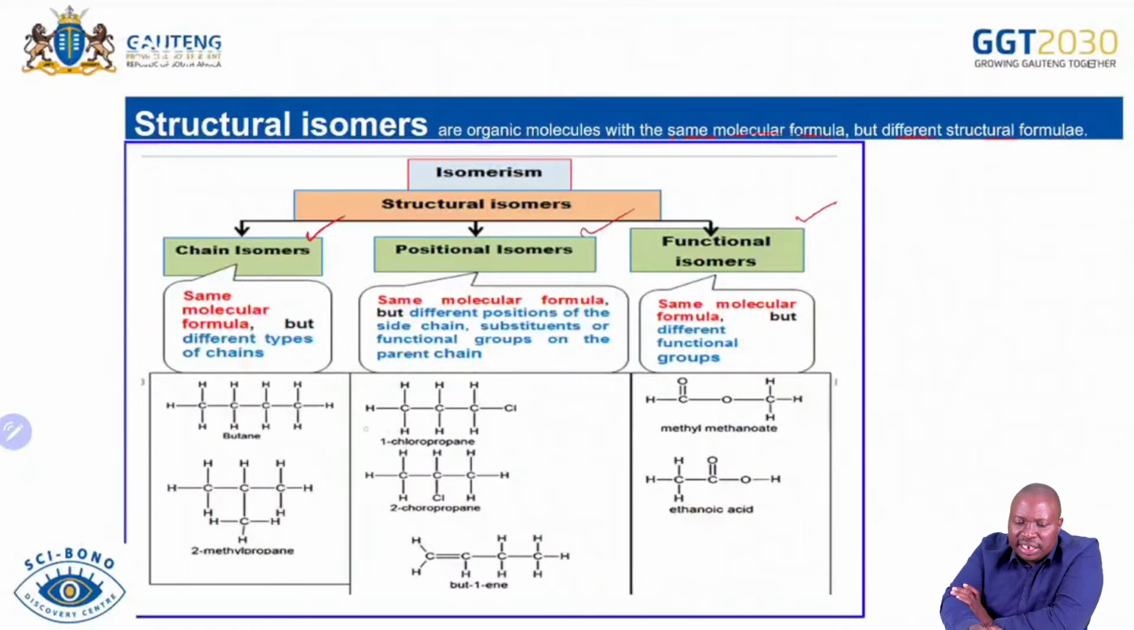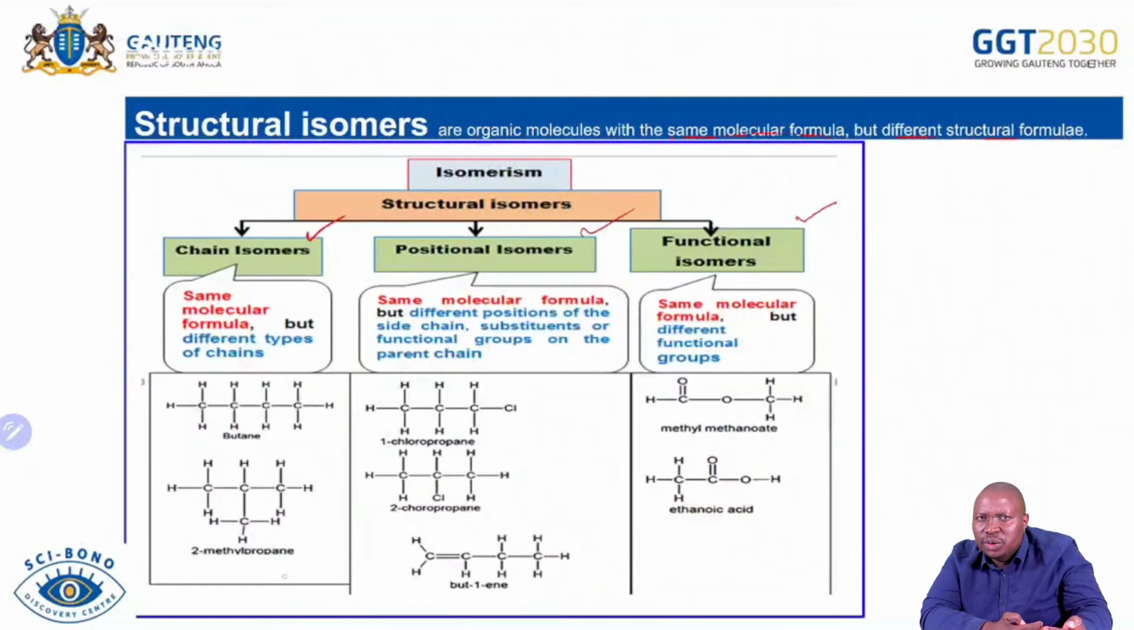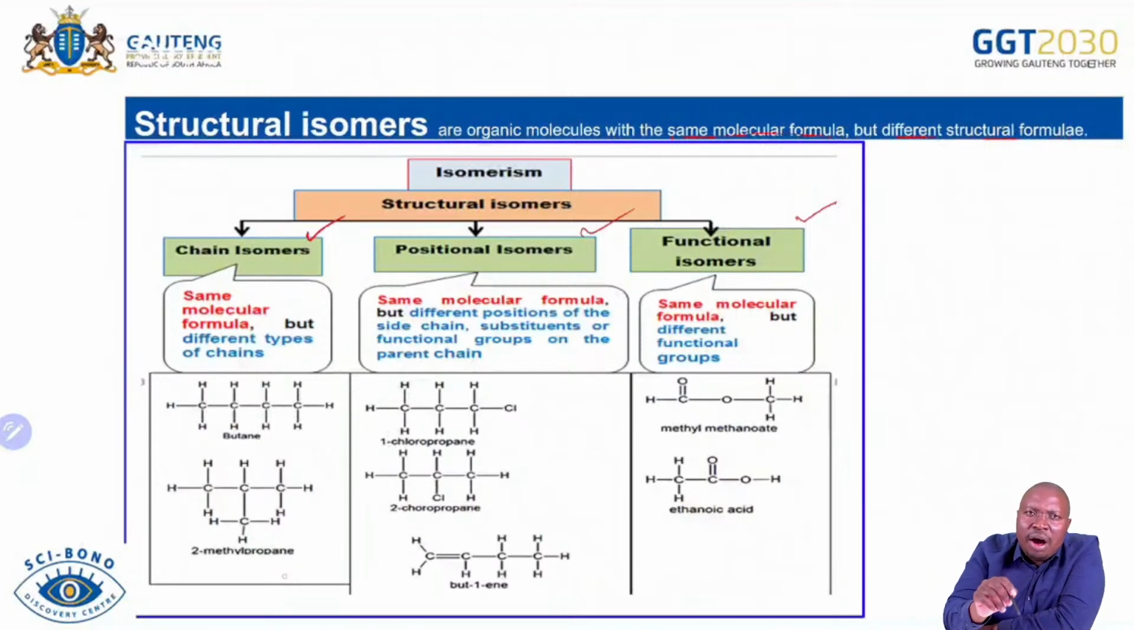Now we're saying the chain isomers have the same molecular formula but different type of chain. As given here as an example, we have butane, which has a longer carbon chain, an unbranched chain, and you have 2-methyl propane, which is branched. So you are able to see that these are different types of chain. But for it to qualify to be a chain isomer, they must have the same molecular formula. So you have a responsibility to count how many atoms we have in each of them.